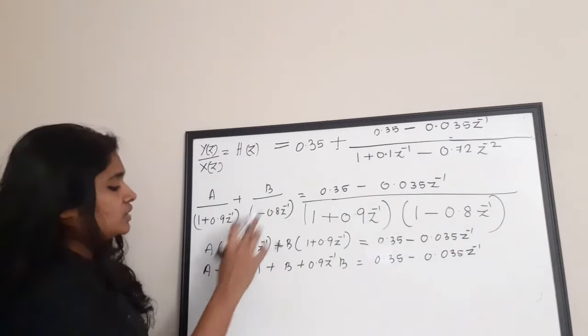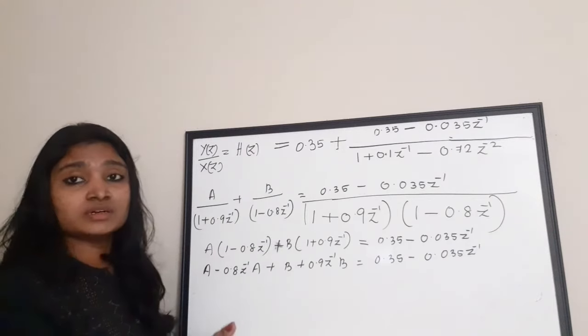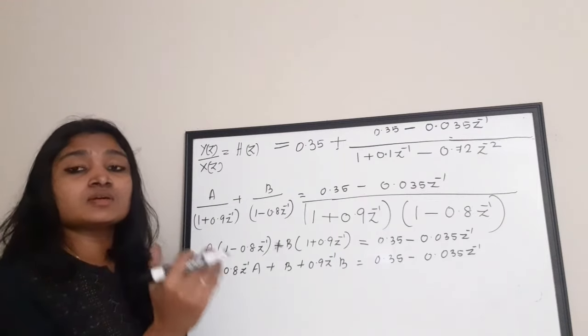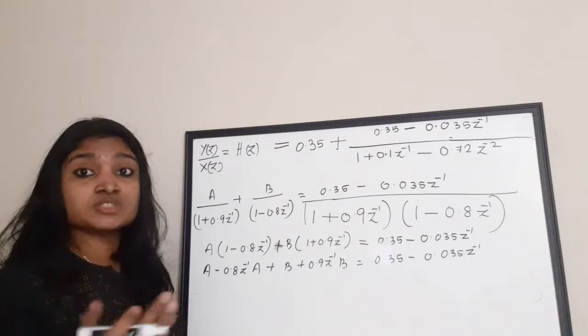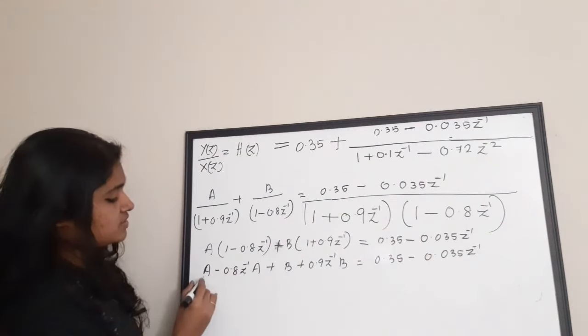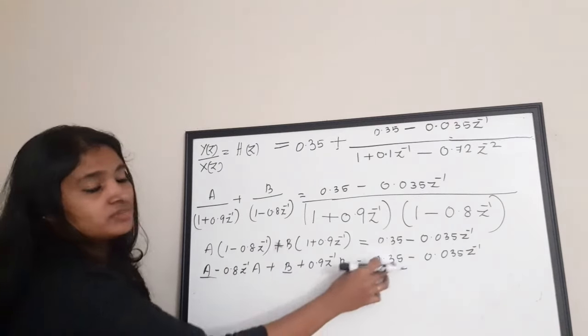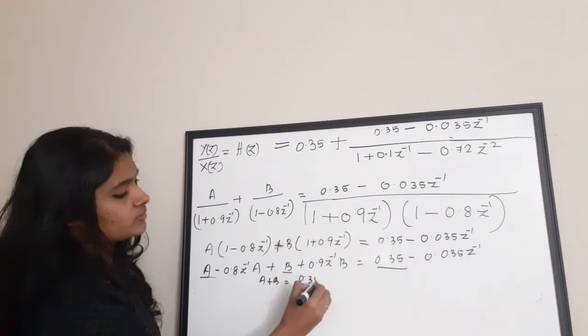Okay. Now, there are some terms which are constant. There are some terms associated with z raised to minus 1. What you have to do is equate the constant terms together and equate the z raised to minus 1 terms' coefficients together. So the constant terms are A, B and 0.35. So we can write A plus B is equal to 0.35.